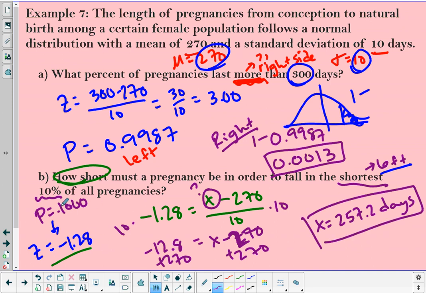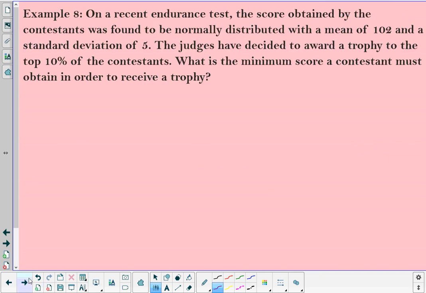That's a tricky one. You've got to use the probability, find the z-score, take the z-score and plug it into the formula, use algebra to back yourself out of it and solve for x. Whew, that was a good one. Let's take a look at number 8. On a recent endurance test, the score obtained by the contestants was found to be normally distributed with a mean of 102 and a standard deviation of 5. The judges have decided to award a trophy to the top 10%, top, keyword, 10%. What is the minimum score a contestant must obtain in order to receive a trophy?